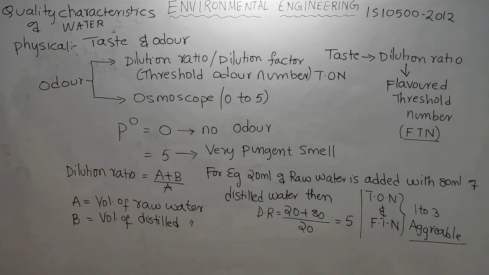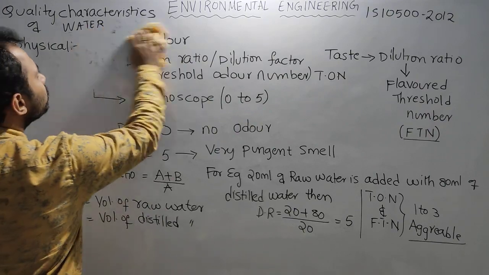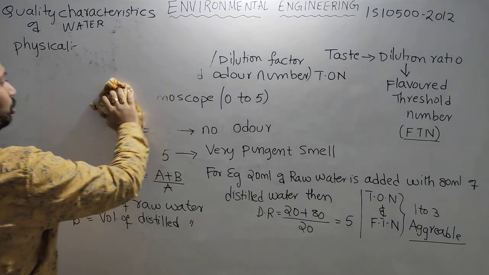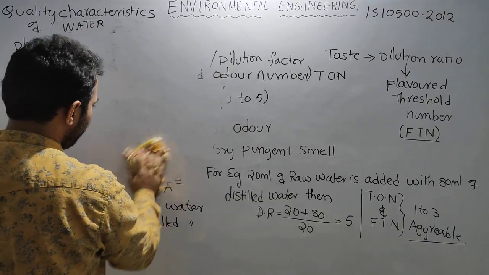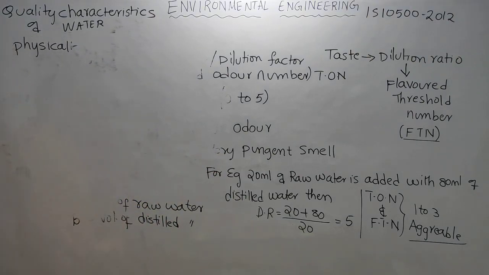Let us discuss the last physical property, that is temperature. See, drinking water temperature should always be below 10 degrees centigrade, or at most 10 degrees centigrade, because if the temperature is more than that, it indicates that there is some activity happening. That means there is some organic activity happening inside the water.